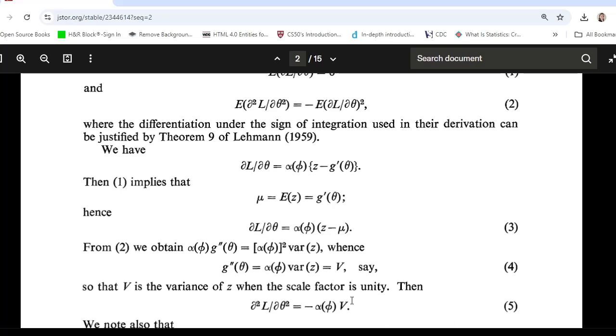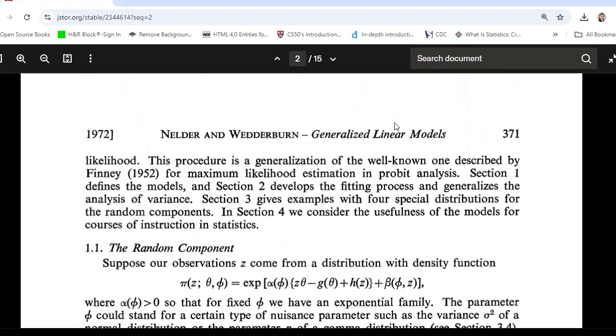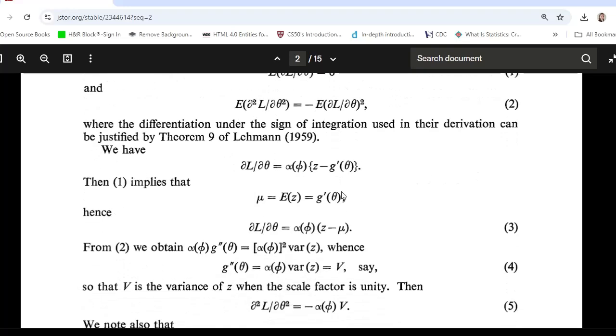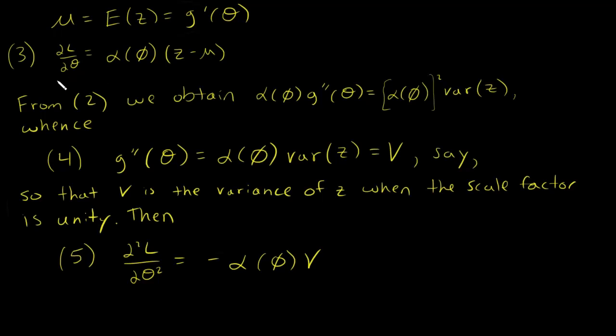All right, moving on, we're going to discuss equation 5 in this video for this foundational paper on generalized linear models. I'll include the link to this paper and the complete playlist in the description of this video. Equation 5 follows pretty directly from equation 4, so this will be a relatively short explanation here. So let's go ahead and move to the blackboard and talk about equation 5.